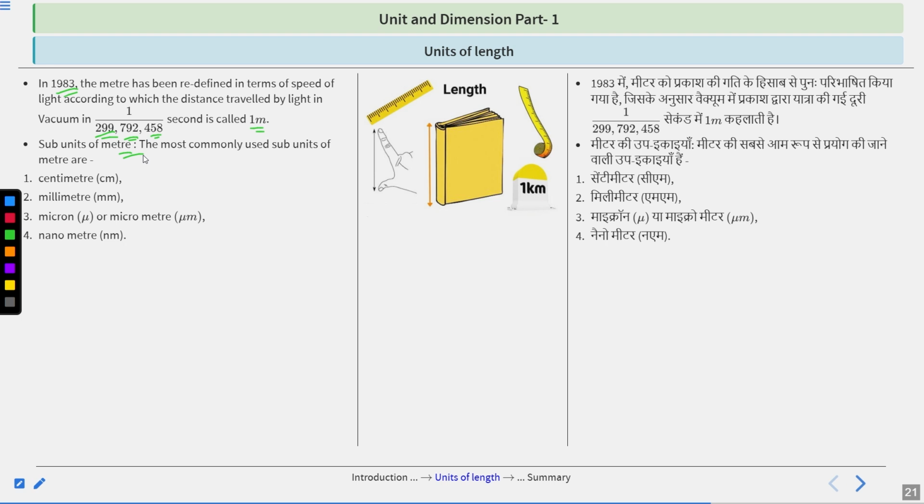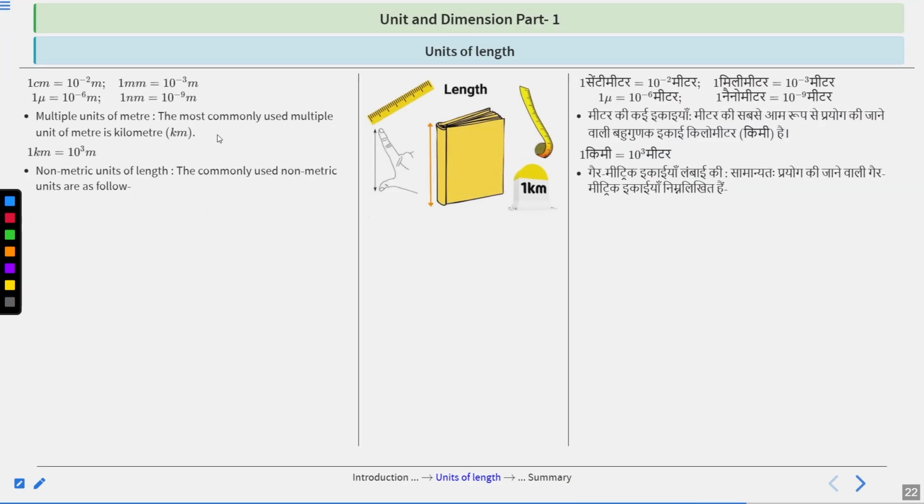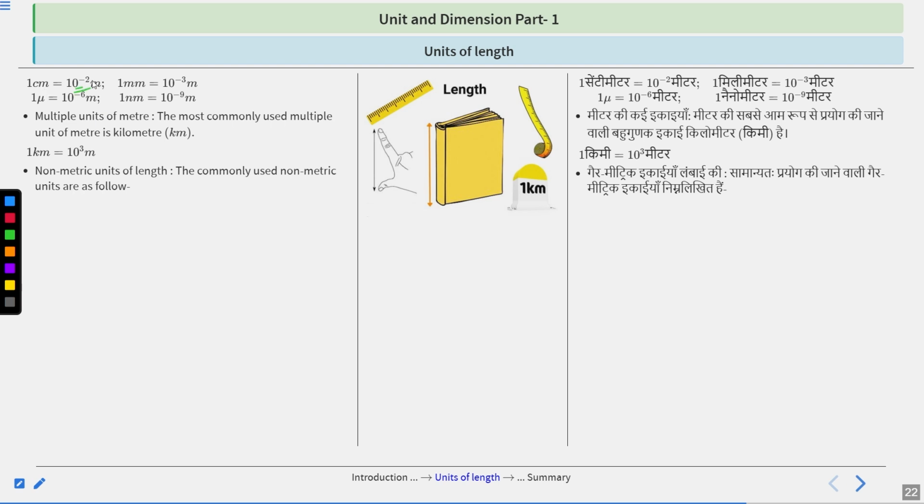The most commonly used subunits of the meter are the centimeter (cm), millimeter (mm), micron or micrometer, and nanometer (nm). 1 centimeter is 10^-2 m, 1 mm is 10^-3 m, 1 micrometer is 10^-6 m, 1 nm is 10^-9 m. Multiple units of meter: the most commonly used is the kilometer, km, and 1 kilometer is 10^3 meters, which is 1000 meters.